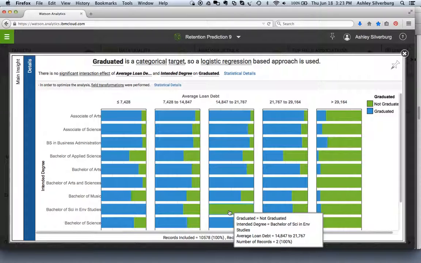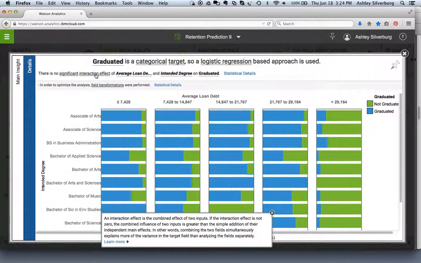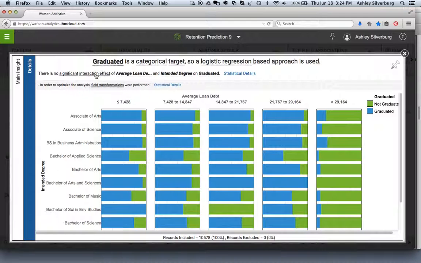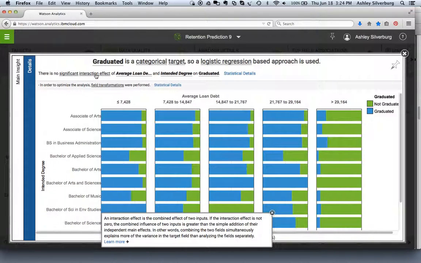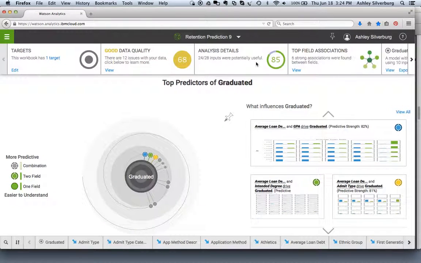This also tells me whether there's an interaction effect. That is, does the combination of these two factors, is that greater than the individual effects? And in this case, it's not. And here, Watson Analytics provides lots of explanations of everything that it's telling you about. There's actually also more information that I can get across the top here.